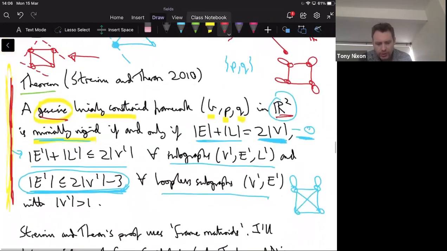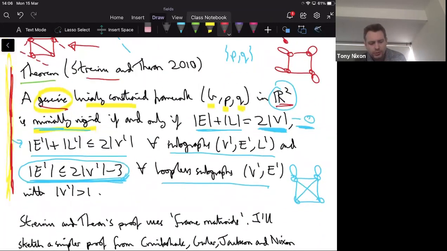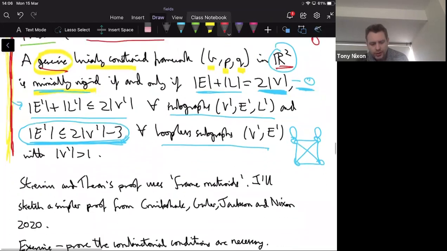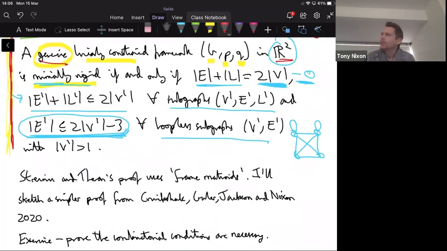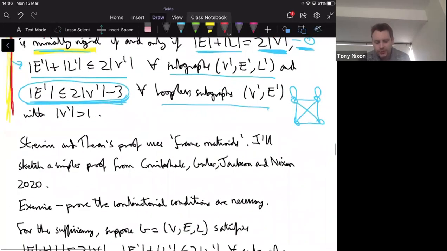I want to do maybe not the standard proof, because I'm not going to present the proof that Streinu and Theran did. They used frame matroids, and it's a matroid-union kind of proof, but I haven't been giving that kind of proof in this course. So I want to give what I think of as a simpler proof from a recent paper with Jim Cruickshank, Hakan Guler, and Bill Jackson. It's simpler for the purposes of this course because it uses techniques we're familiar with. It uses recursive constructions, the zero and one extensions, and combinatorial reductions as well.